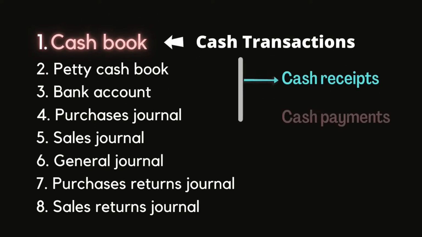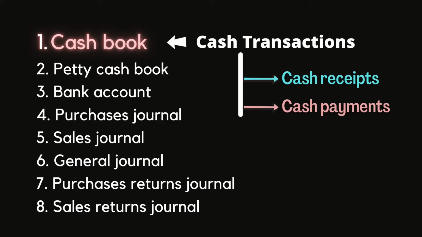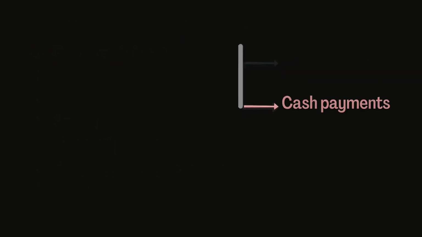We know that there are 8 prime entry books that we use commonly in accounting. The cash book is one of the main prime entry books out of these 8 books. Remember, we record only the cash transactions in the cash book. There are 2 main cash transactions, cash receipts and cash payments.